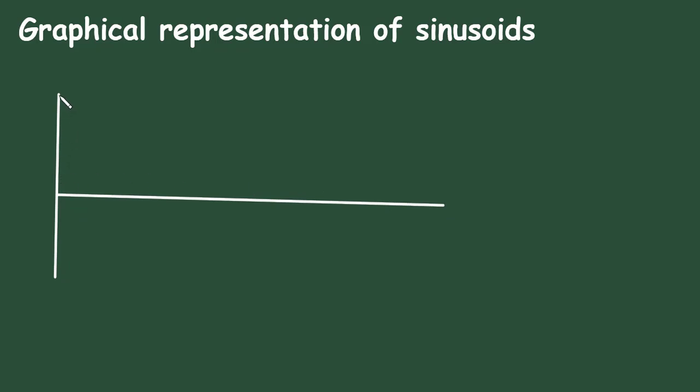In this video, we will see graphical representation of sinusoids. So first of all, let's draw sinusoids. Let's assume this is V of t and this is omega t. Now let's draw first of all the sine function. So it will be something like this. This is just for a reference.